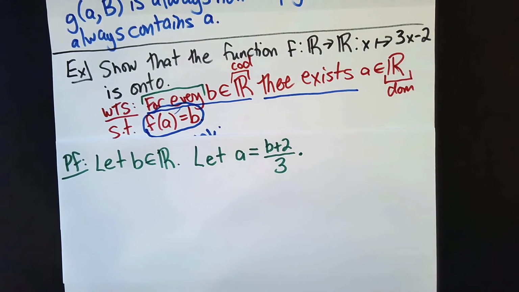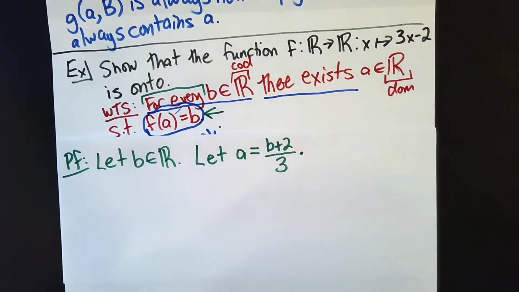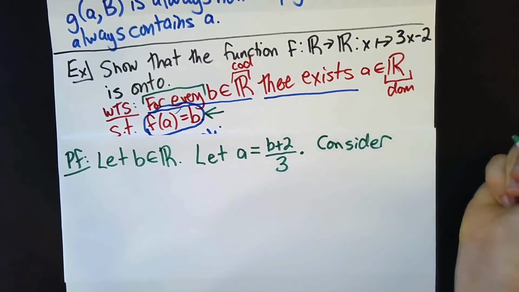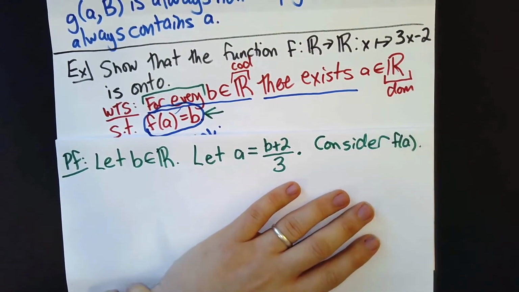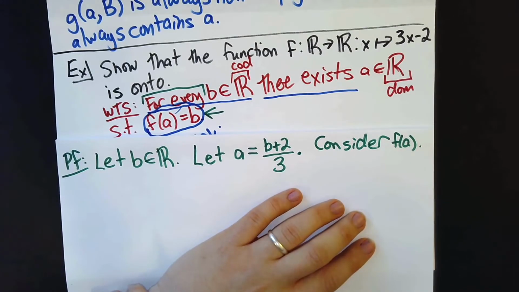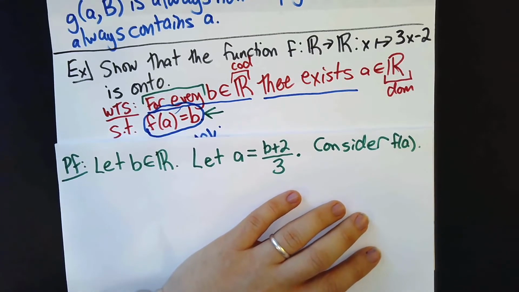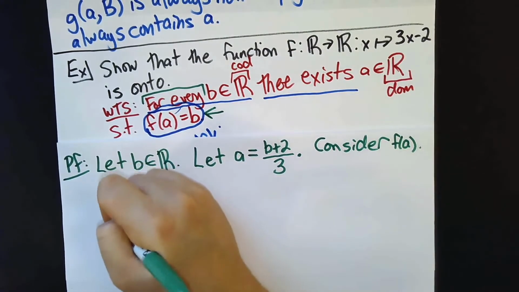So what is it I now need to do? To complete this proof, I need to show you that f of a is equal to b. And so remember, when I'm trying to show an equality, I start with considering one of the sides of the equality and working towards the other. Almost always, you want to start with the more complicated side of the equality and work towards the simpler side. You don't have to do that, but usually it's easier. And so in this case, the more complicated side is f of a, so I'm going to start with that.